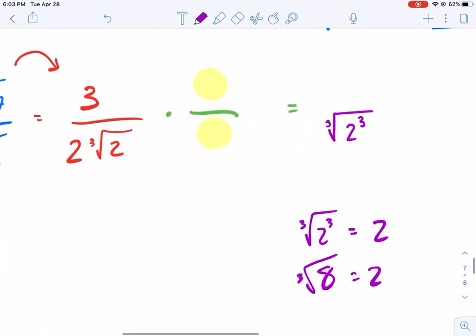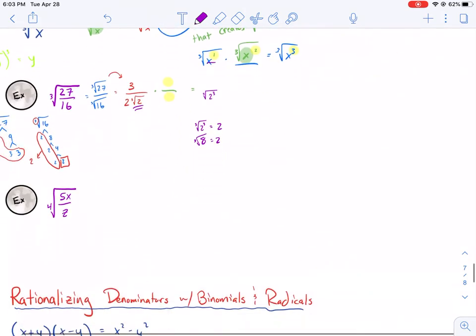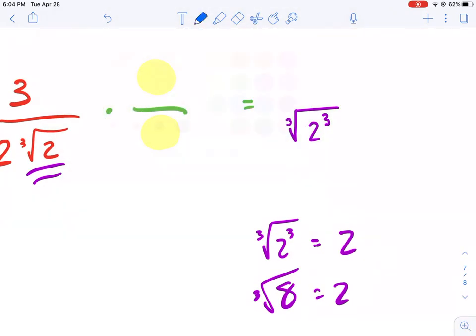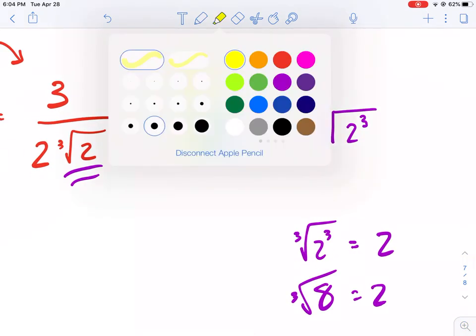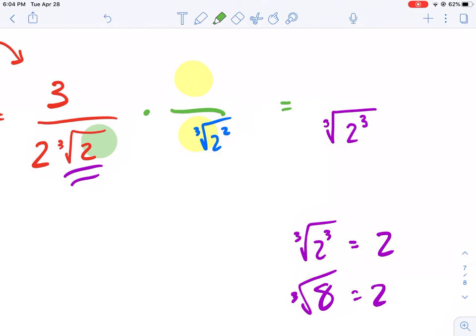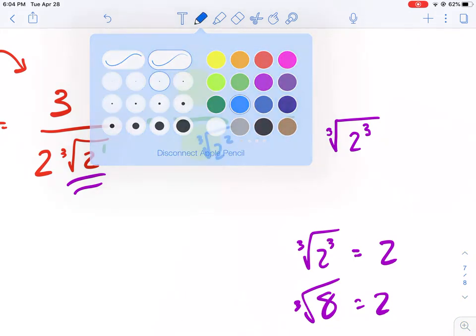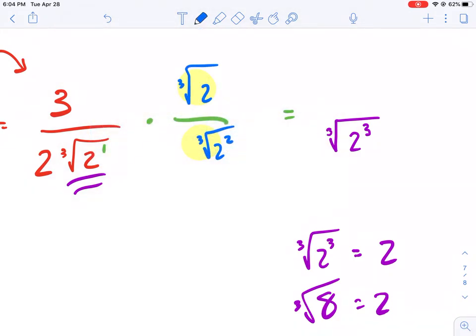So how do we get there? What do we multiply by the cube root of 2 to get the cube root of 2 cubed? Well, we need to multiply it by the cube root of 2 squared. Again, we add the powers. There's no power written, but there's an implicit power there, the 1. The 1 plus the 2 equals the 3, the 2 cubed, okay? Well, you multiply by the bottom, you have to multiply by the top, cube root of 2 squared.